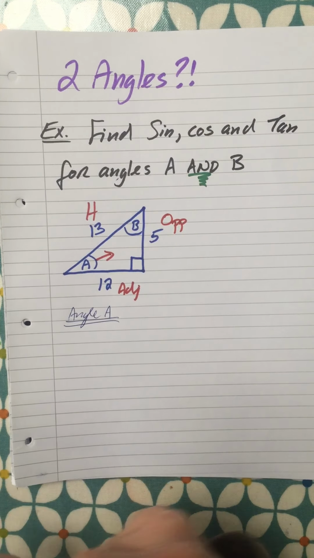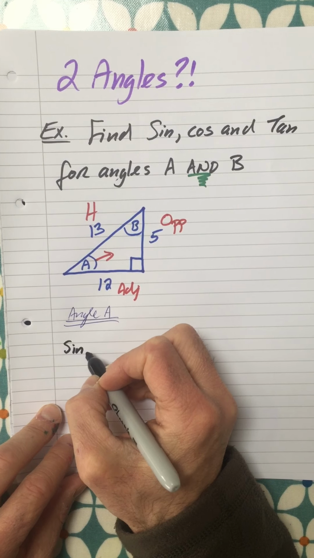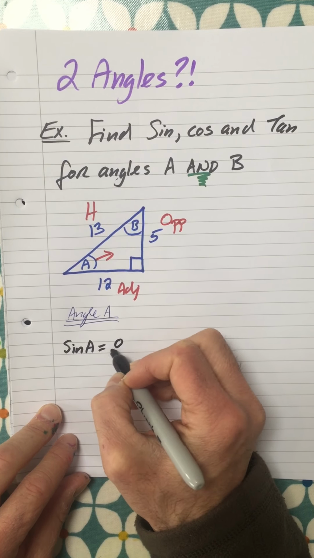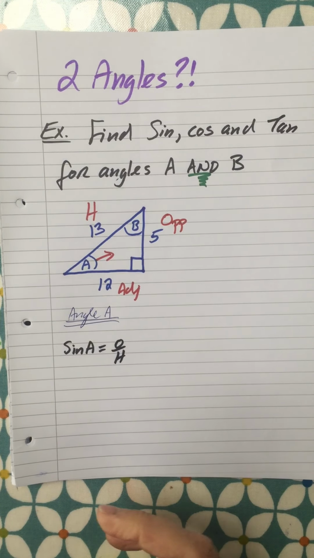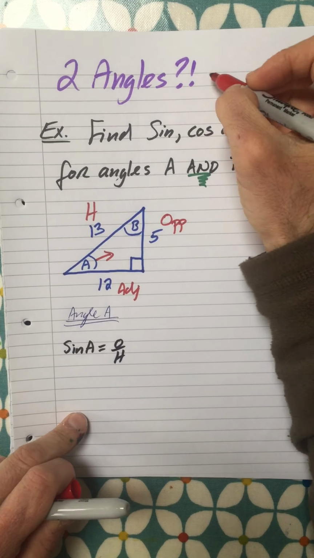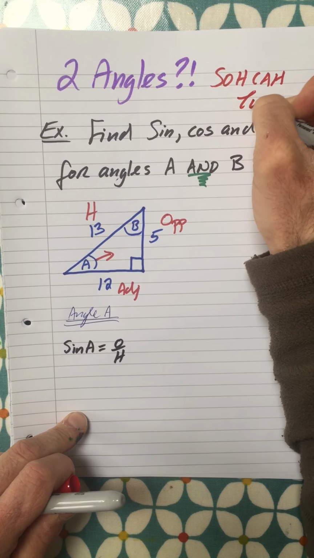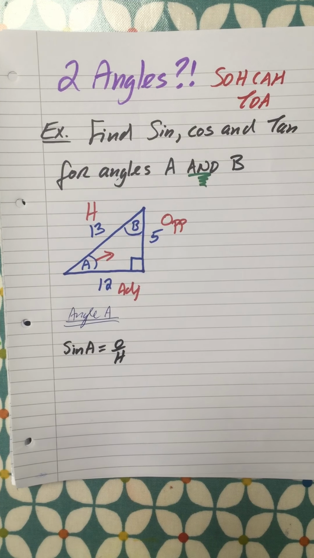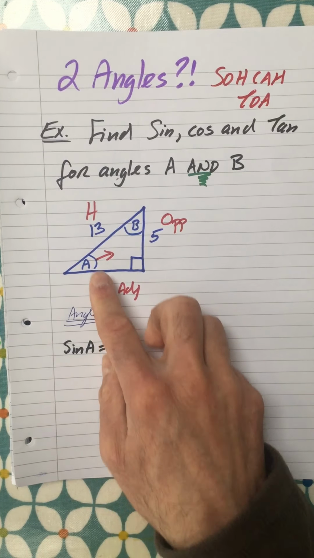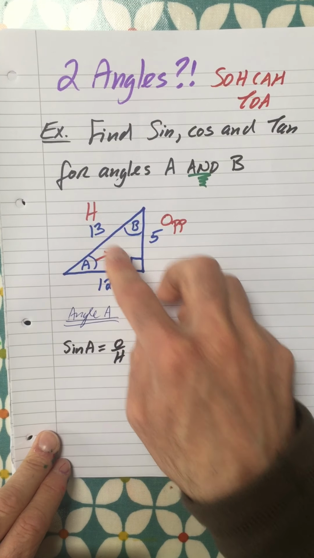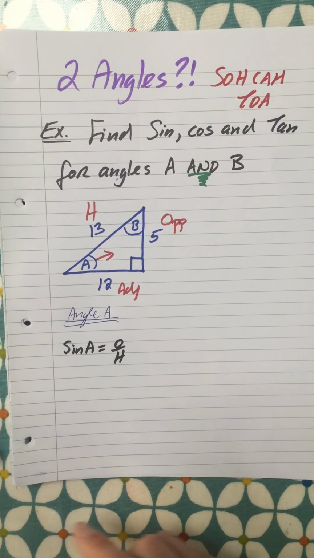So what we would do next is we would say that the sine of angle A is O over H because of SOHCAHTOA. Don't forget SOHCAHTOA. SOHCAHTOA is our memory aid. So sine of angle A is its opposite divided by its hypotenuse, O over H.